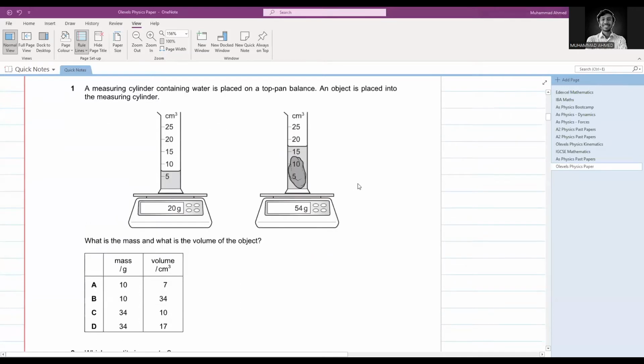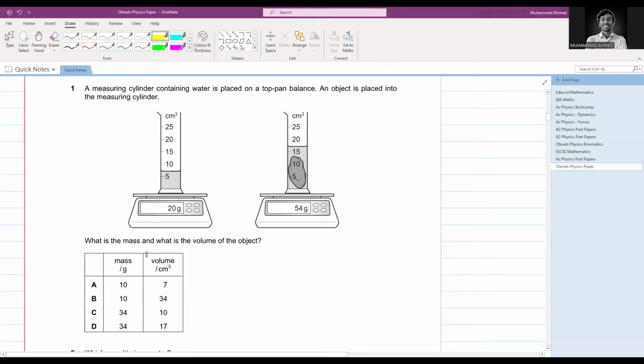A measuring cylinder containing water in a top pan balance. An object is placed onto the measuring cylinder. Perfect. What is the mass and what is the volume of the object? Okay, so you have to calculate the mass and the volume of the object. Very, very easy to calculate the mass. How can you calculate the mass?